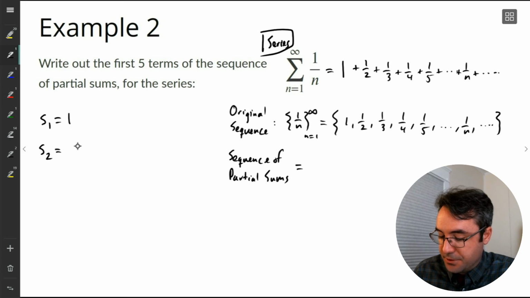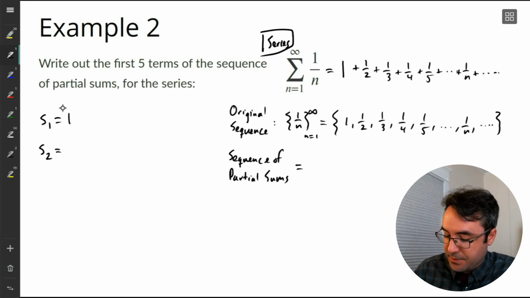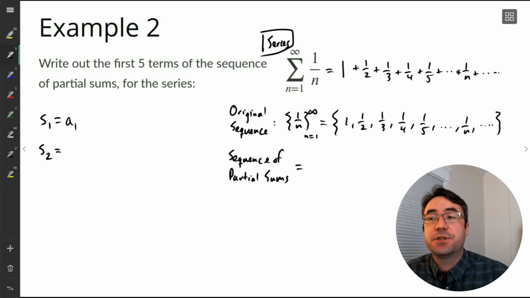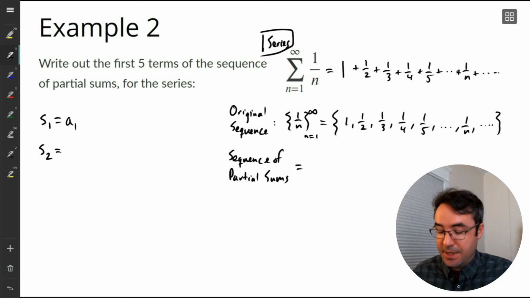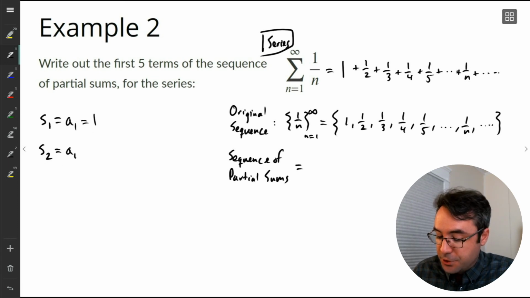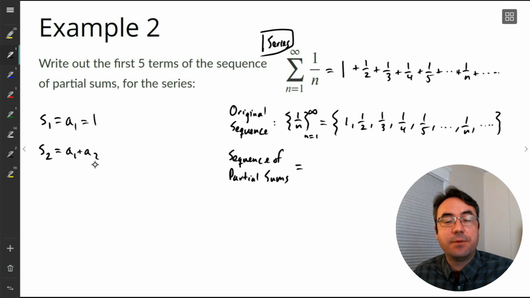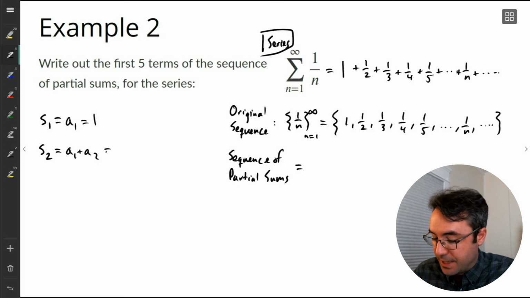S2. What's S2? And let's actually write out the... Yeah, we did that. Yeah, why not? S1. What's S1? Well, it's just the first term of our original sequence, A1. So in our case here, it's 1. What's S2? Well, we take the first 2 terms, add them together. So A1 plus A2. What do we have here in our original sequence? 1 plus 1/2. So we're going to add those together.